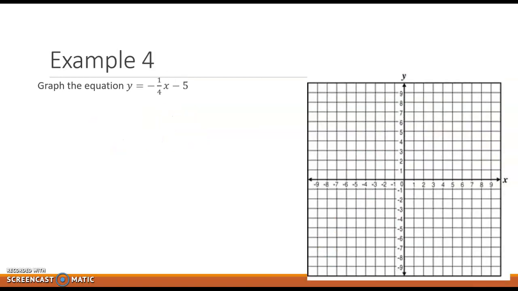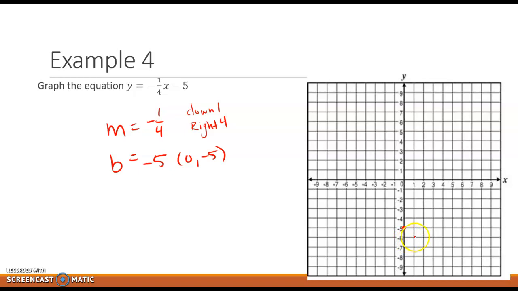All right, next equation. Again, in my notebook, I put m, I put b, and what they equal. So m is -1/4, b is -5. And so if I need it, that's the point (0, -5). So (0, -5), there's my first point. Now, negative means one negative move, one positive move. So I'm going to go down 1 and then right 4. That's what I'm going to do.